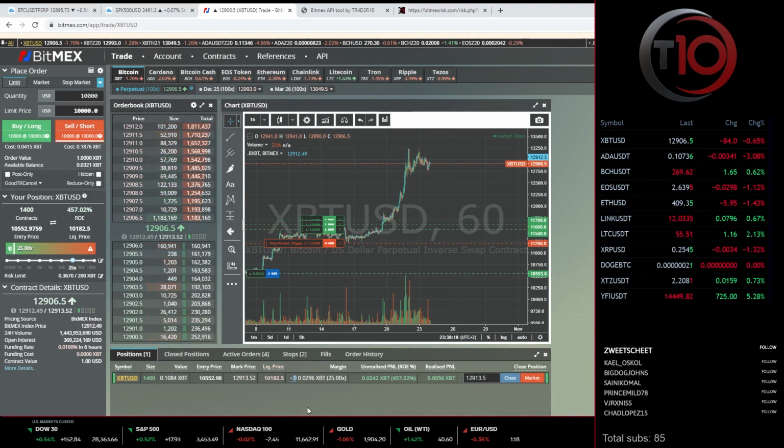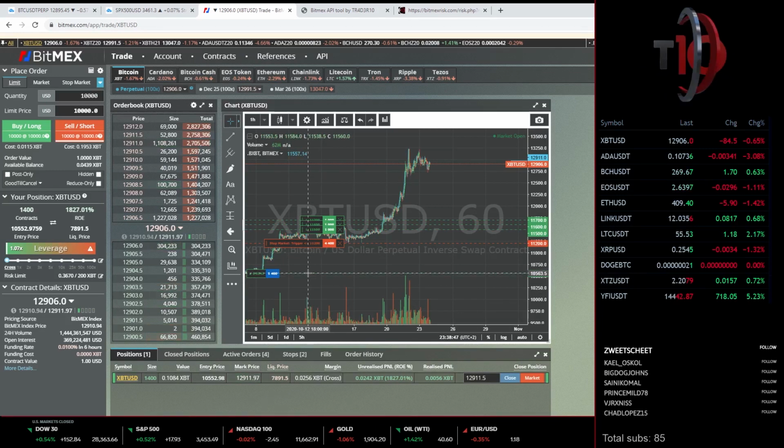My liquidation price at the moment is 10,182. Let's change my leverage to 100. My liquidation price is 10,487. But let's move my position leverage to cross. My liquidation price is 7,891. So this seems nice. What's the problem with this one?